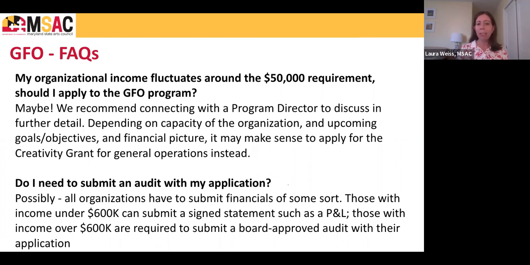Do I need to submit an audit with my application? This is a possibly situation. All organizations have to submit some sort of financials with their application. If your income is under $600,000 annually, then all we need is a signed statement, such as a profit and loss statement signed by your treasurer or whoever handles your finances. If your organization has income of over $600,000 annually, then you are required to submit a board-approved audit with the application.